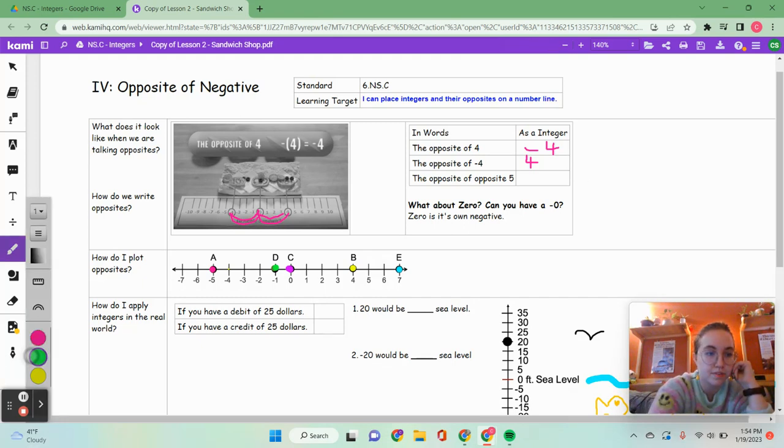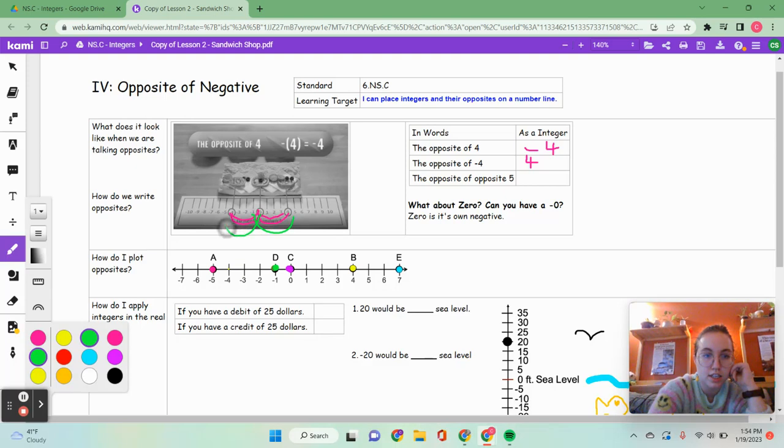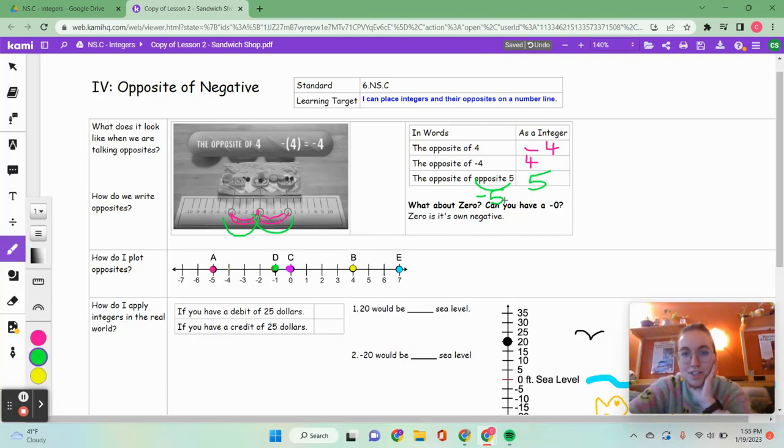Now, if I want to find the opposite of the opposite of 5, well, the opposite of 5, let's think about that, is, to get from 0 to 5, I need to go 5 to the right, so I can go 5 to the left and find that the opposite of 5 is negative 5. But if I want the opposite of that, that's going to just be positive 5. The opposite of the opposite would just be itself.